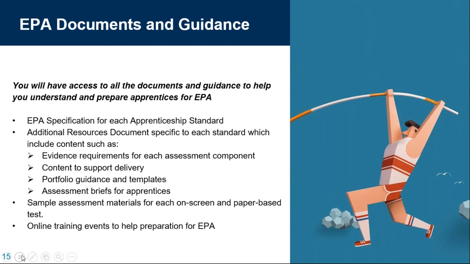It also covers the content that you need to build in your own program to support the delivery so that the learner is prepared for that endpoint assessment. There are the portfolio guidance and templates, where that is a requirement, and assessment briefs or sample assessments for apprentices. If it's an on-screen test, sample assessment materials are available, or for paper-based tests, multiple choice tests or short answer question tests. There are also the online training events to help prepare for EPA, like I mentioned before. We do some specific webinars. We also do sector events and sector forums, where we do a little bit of introduction to standardization, to look at the learner work and look at the grading. So all these documents and guidance are available to you.